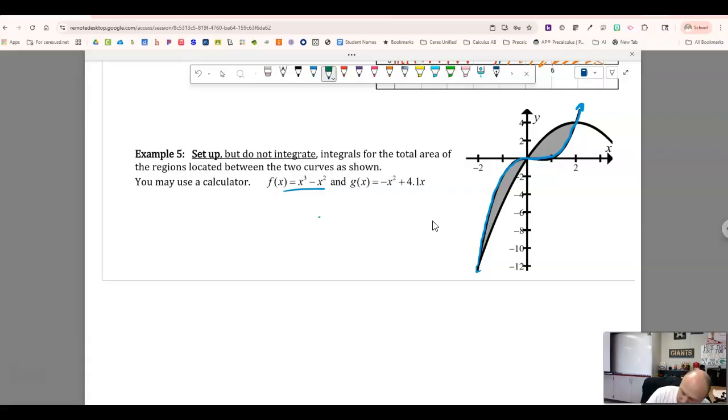And then we have g of x, and that's a negative quadratic. Notice how g is here. It's a quadratic function, on bottom, and then it gets to the top of f. So they switch, and our integration switches here. The other thing I don't have is these bounds. I need to know where x cubed minus x squared is equal to negative x squared plus 4.1x. I'll use a calculator for this one.